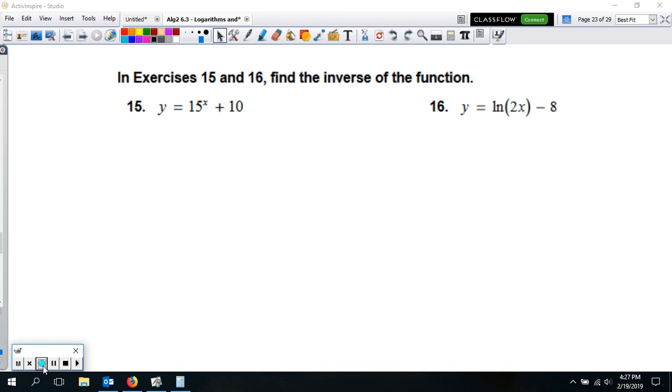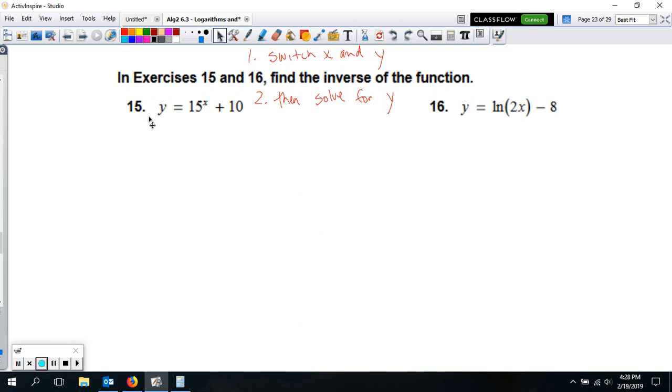Okay, so in 15 and 16 it says find the inverse of the function. So we were going to use those inverse properties again to help us find the inverse of this function. Whenever it says find the inverse of a function, we have to remember switch and solve. There's two things to do here: switch the x and the y, and then solve for y. So number one, write this down to remind yourself: switch x and y. And then number two, solve for y. Okay, so those are the two things to do.